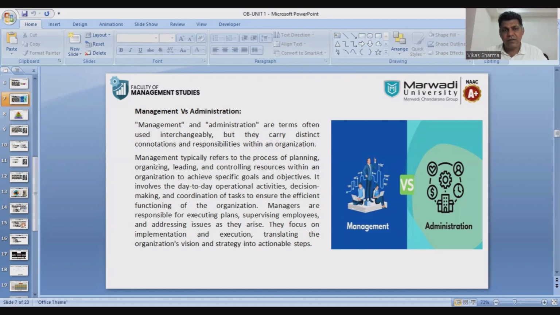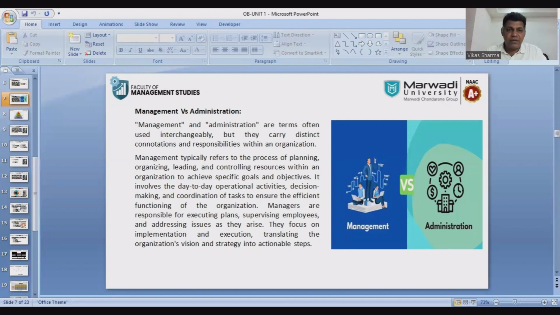Now, if you talk about management and administration in different sectors, the private sector or the public sector, I'm just going a little deeper in this so that you can understand it better, right? So when you talk about the private sector, management is critical for achieving competitive advantage and profitability, right? Managers are tasked with driving performance, innovation and customer satisfaction.